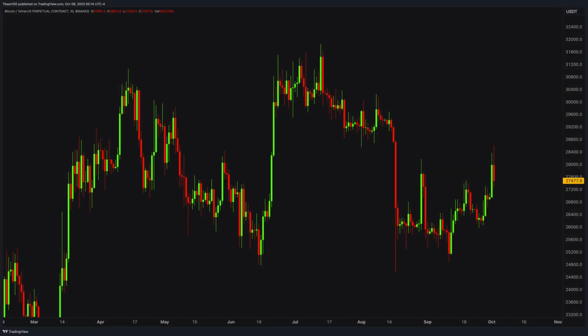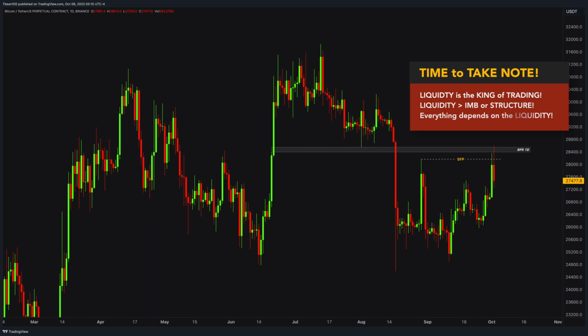Let's see a more compact trade that I've taken last week. Notice this daily BPR area. High time frame BPR areas are highly reactive. But more importantly, notice this swing failure pattern right here. Remember this very well and take note.